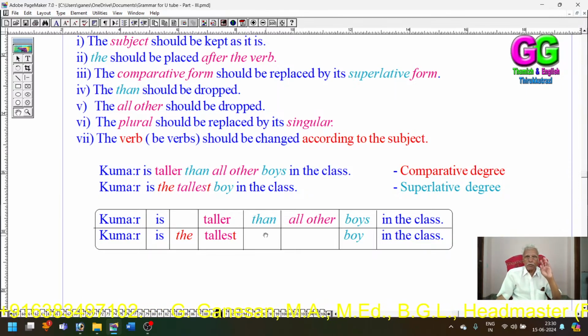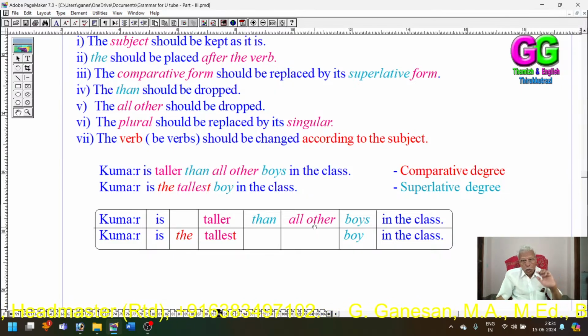Again, the seven rules we followed here. First, no change. Subject is kept as it is. It is a rule. Verb: as there is no change in subject, there is no change in verb. Then the superlative scale the has been placed after the verb. Then the comparative form has been replaced by the superlative form tallest. Then fifthly, the comparative scale then has been dropped.